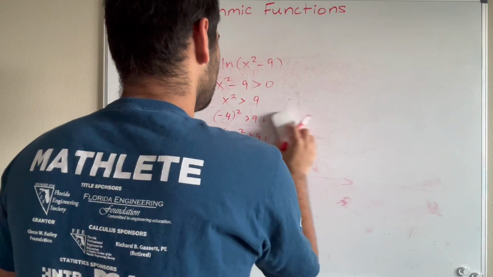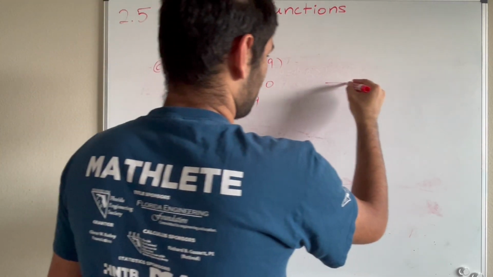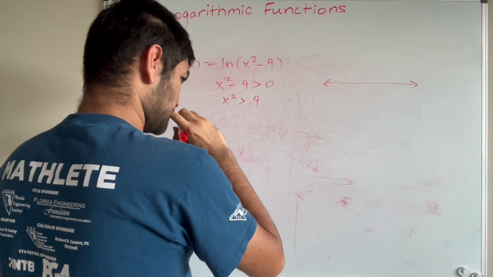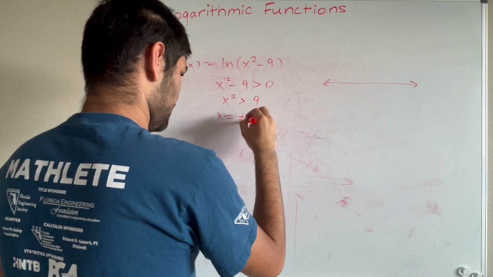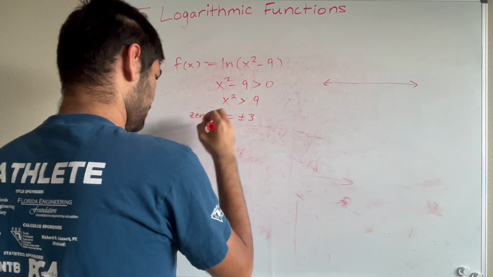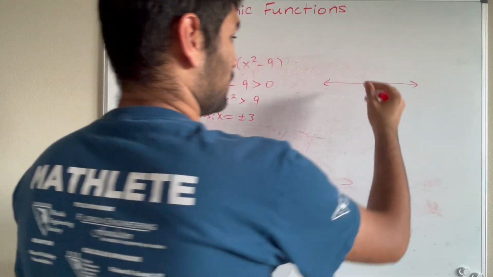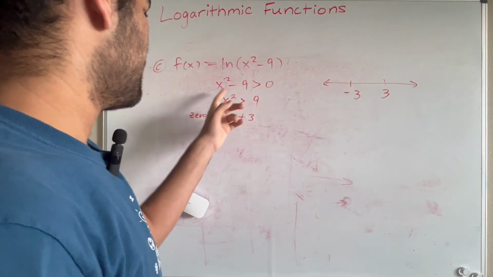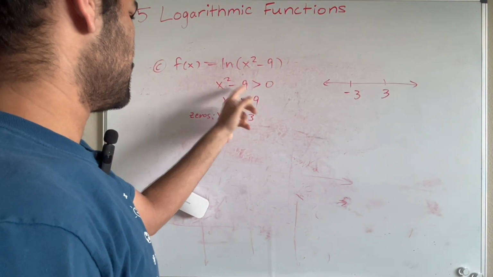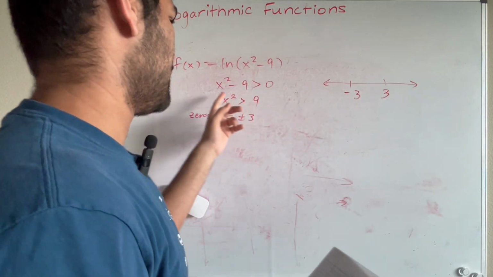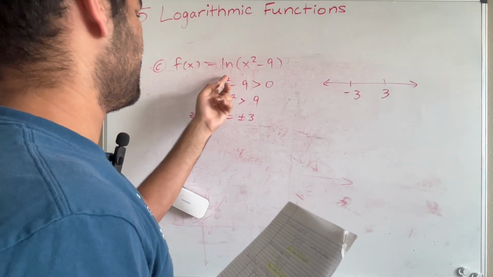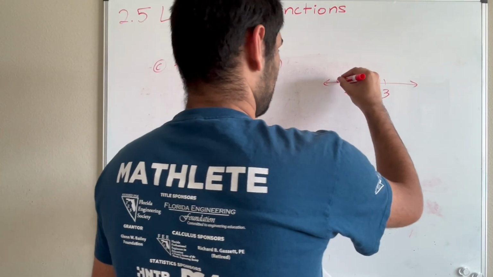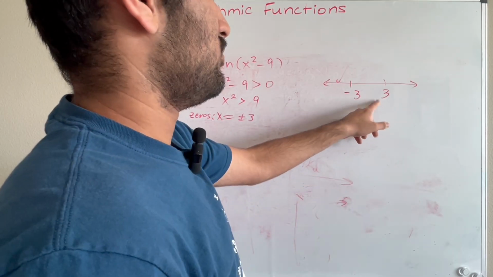So the way I like to do it is to just draw a number line. If we draw a number line right here, we know that this is equal to 0 when x is equal to plus or minus 3, right? So those are the zeros, x equals plus or minus 3. Then just put negative 3 here and 3 here, and test each interval to see if it satisfies the original inequality. So if you put negative 4 into here, we already tested that, and that works, because negative 4 squared is 16, minus 9, which is greater than 0. So this works.